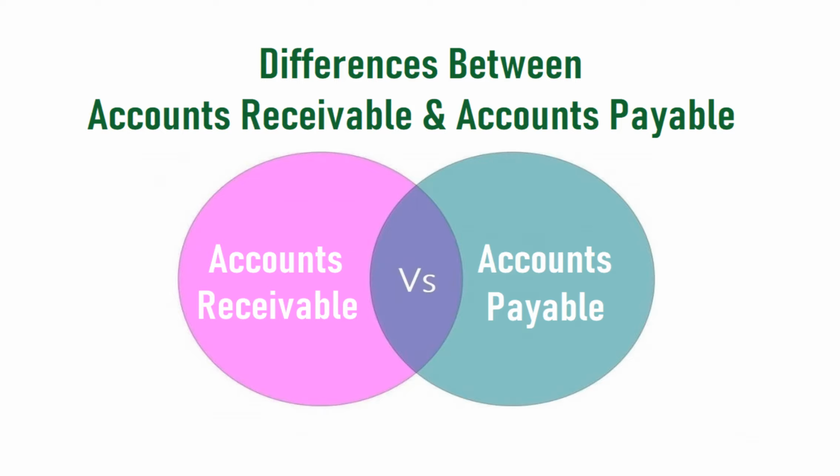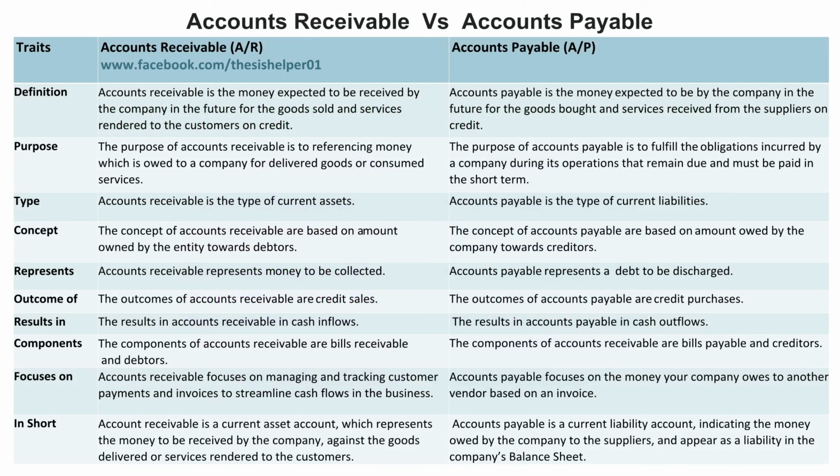Differences between accounts receivable and accounts payable. Accounts receivable versus accounts payable. Accounts receivable is the money expected to be received by the company in the future for the goods sold and services rendered to the customers on credit.